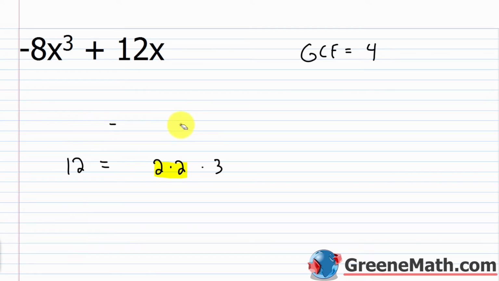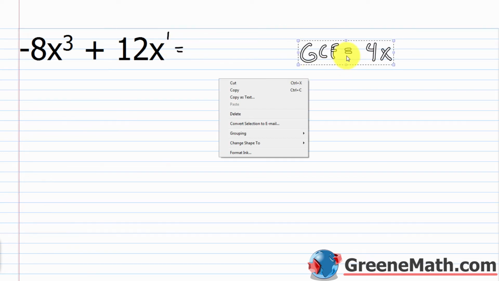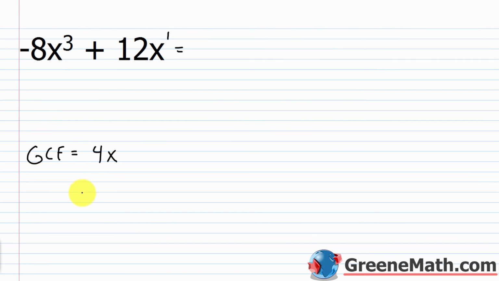All right, for the variable part, we have an x cubed and an x to the first power. Again, it's common to everything. We go with the smallest exponent, which is 1. So this is 4 and then x. All right, so if we want to pull this out, we would say this is equal to, and let me kind of scooch this down. We'll put our 4x outside of a set of parentheses. Put my 2 spaces in there.